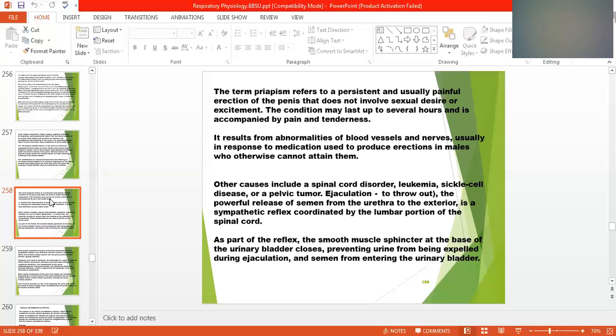The condition may last up to several hours and is accompanied by pain and tenderness. It results from abnormalities of the blood vessels and nerves.